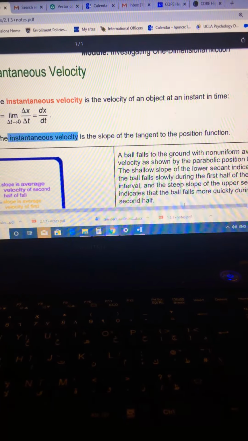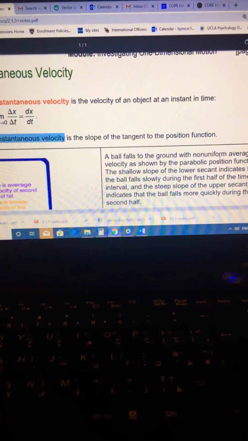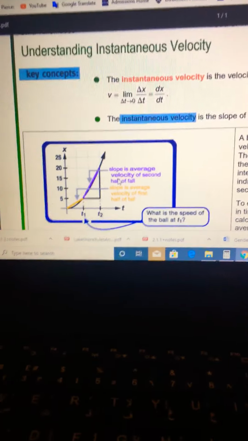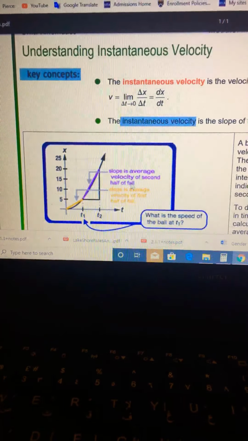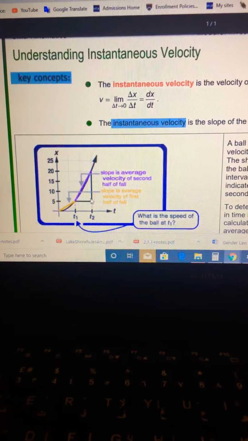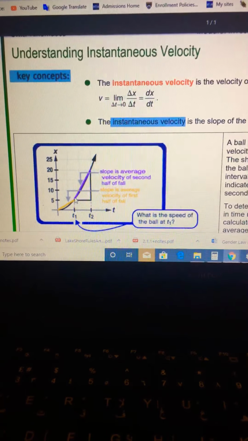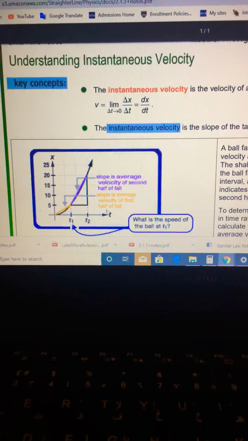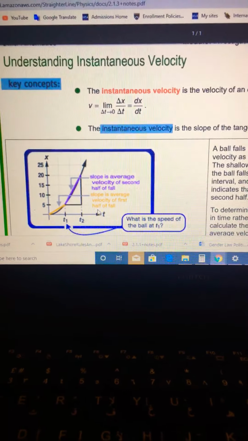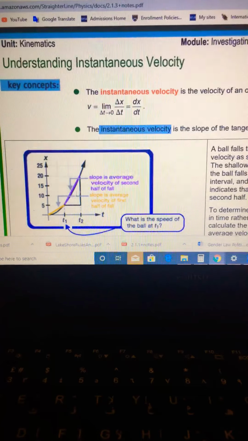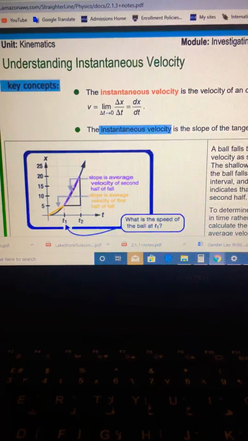A ball falls to the ground with a non-uniform average velocity, as shown by the parabolic position function. The shallow slope of the lower secant indicates that the ball falls slowly during the first half of the time interval, the yellow line. Okay, so that slope is the average velocity of the first half of the fall, and the steep slope on the upper secant indicates that the ball falls more quickly during the second half, and that is true.